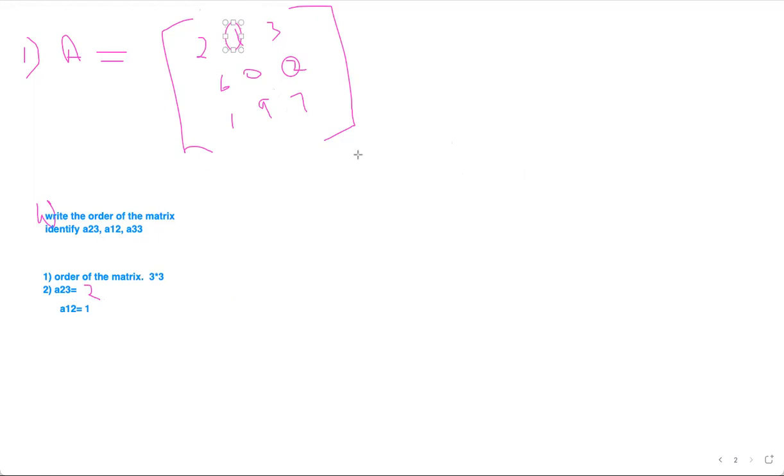First row, second column. Third one, A33. What is the third one? Third row, third column, 7. Third row, third column is 7. Very good. Okay. So did you understand? Yes. Any doubts? No, ma'am.